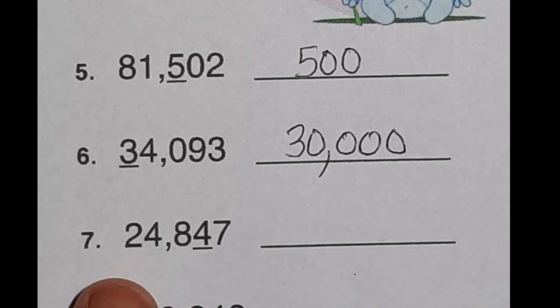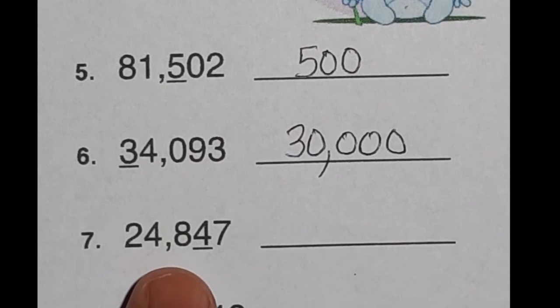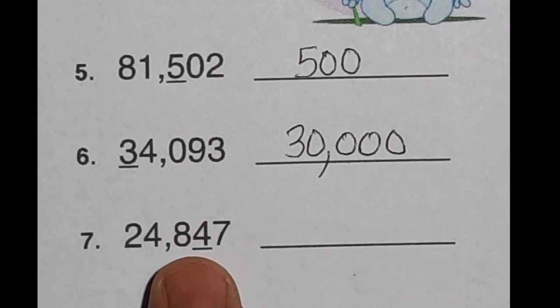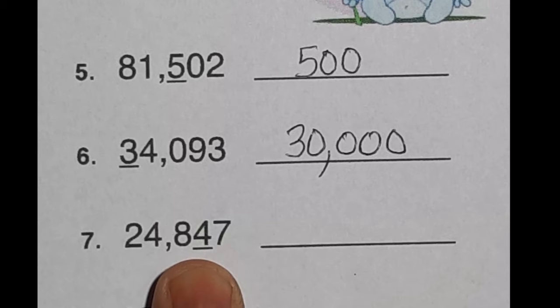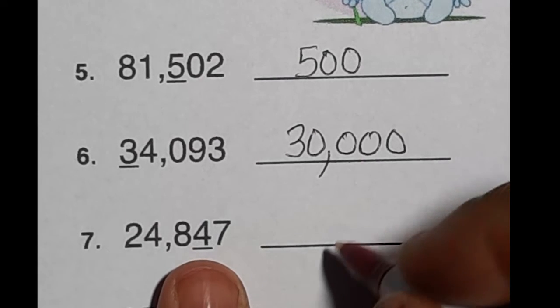All right, number 7. Our number is 24,847. The number that is underlined is the 4. Starting from the ones position, we have the 7 in the ones position, and this 4 is in the tens position. So the value of that 4 would be 40.